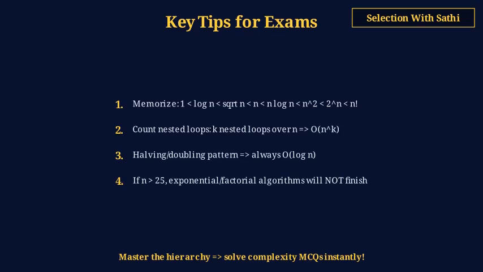Tip 2. O of n log n is the theoretical lower bound for comparison-based sorting. You cannot sort faster than n log n using only comparisons. Counting sort and radix sort beat this, but they use the structure of the data, not comparisons. Tip 3. If a loop halves its variable each iteration, like i equals i divided by 2, then it runs O of log n times. This is the binary search pattern.